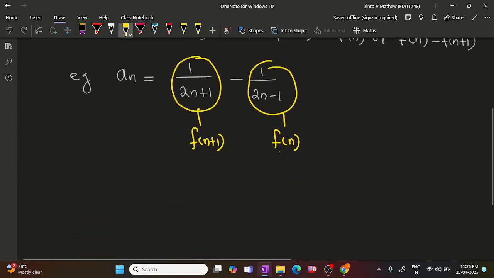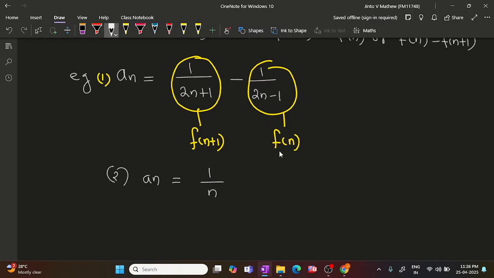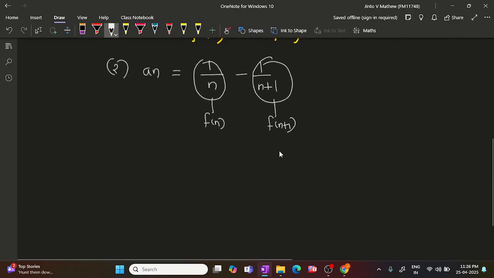Now, why is telescopic series so important? One more example: a_n is equal to 1 by n minus 1 by (n+1). If we call this term f(n), we can call this term f(n+1). Now it is of the form f(n) minus f(n+1). So every year, one question will be asked based on telescopic series.